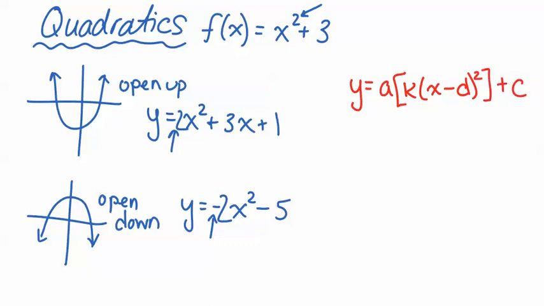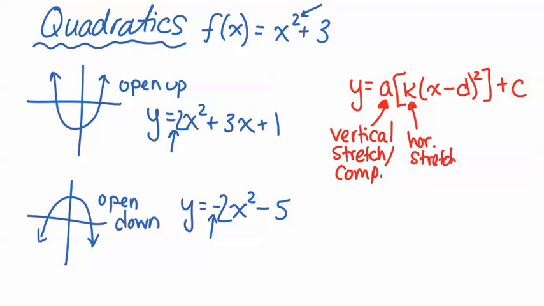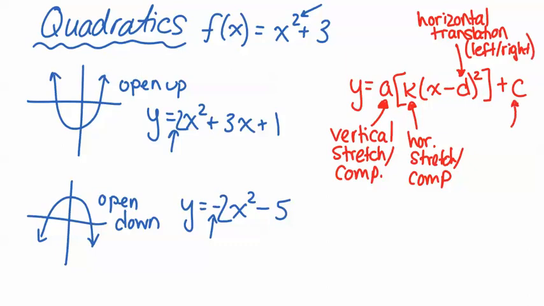plus c. Whew, crazy. So we learned this crazy equation here, and we learned about this value a being a vertical stretch or compression. We learned about our k value being a horizontal stretch or compression. So a could make your graph really skinny or really wide, and same with k. d was the horizontal translation, so that just means it moved your graph left and right. And then c was the vertical translation, and that just moved your graph up and down. So those were the transformations that we did of quadratics.